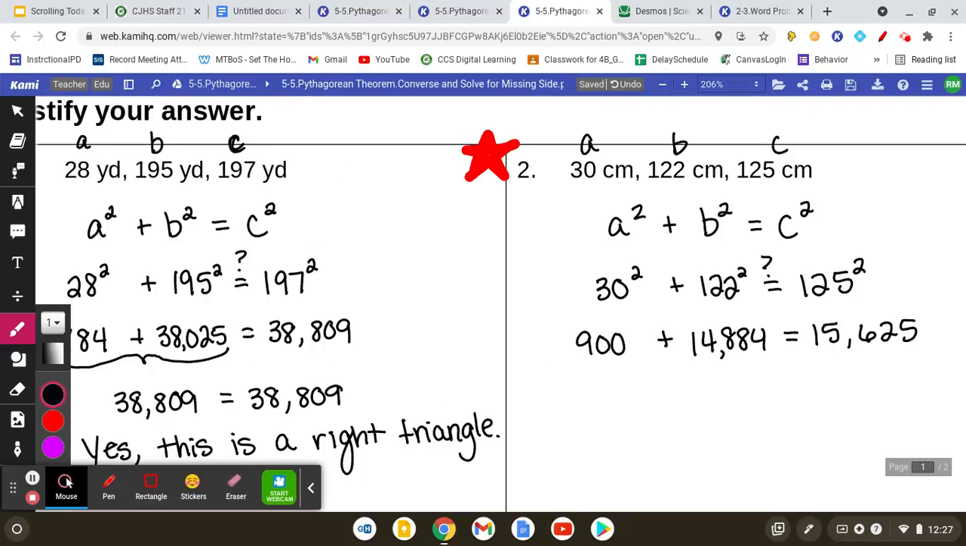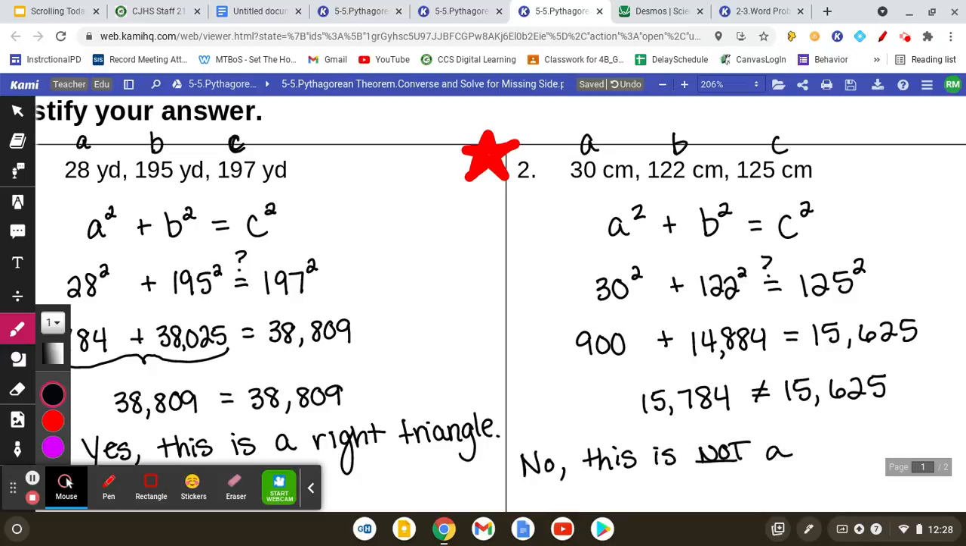Okay, were you able to get this far in your steps? Maybe a little bit further? So we figured out what A, B, and C are. Now I just need to go ahead and add 900 to 14,884, and I will get 15,784, which is not equal to 15,625. Since they are not equal, then we can say, no, this is not a right triangle.